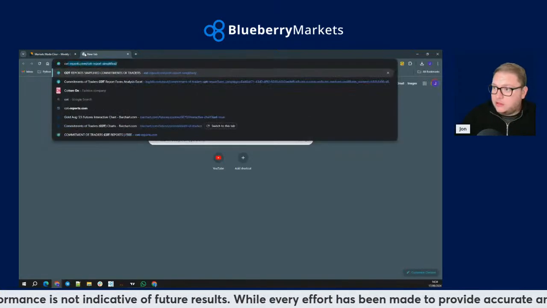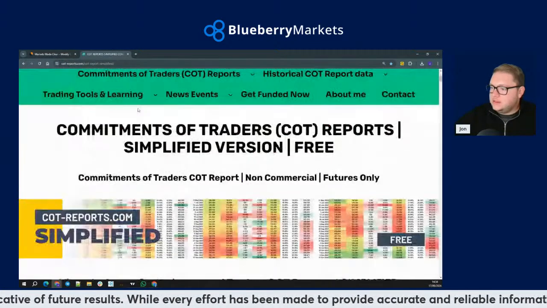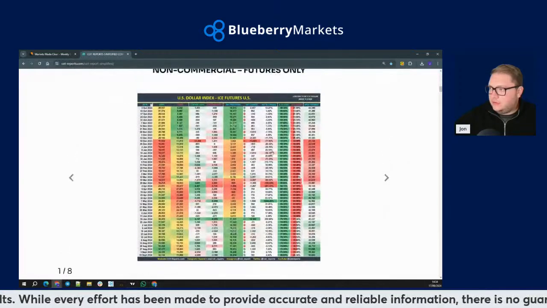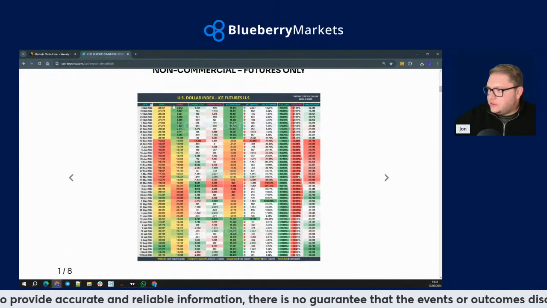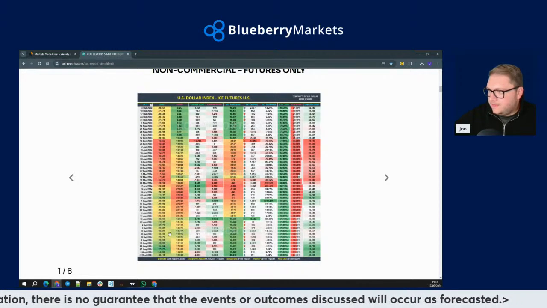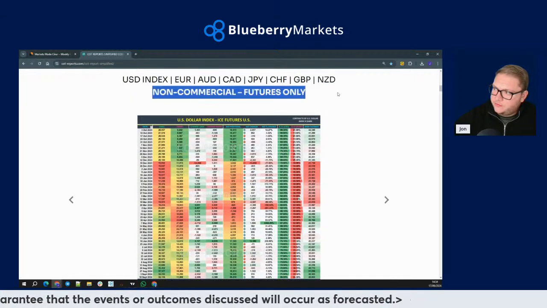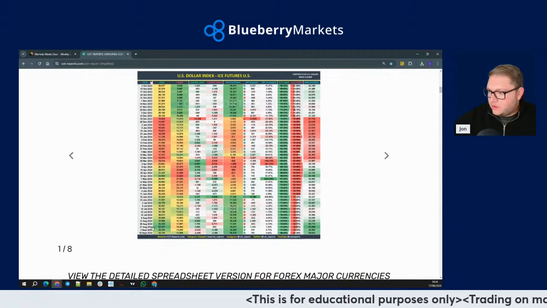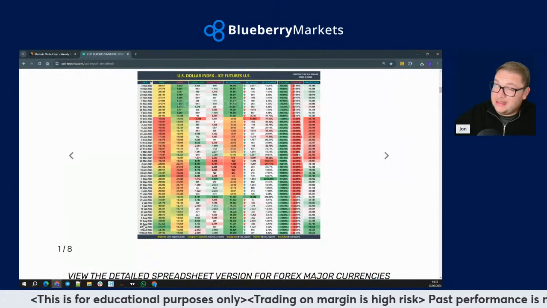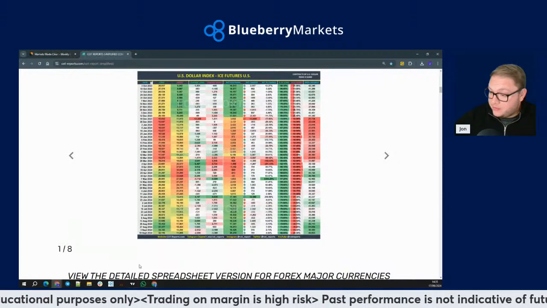If I go to COT report simplified, let's have a little look at how this looks from the point of view of long versus short contracts. Long contracts, this is the non-commercials, futures only. So this is basically your large speculators, your hedge funds, traders, things like that. They were adding to long positions quite significantly. On the 27th of August, we saw quite a heavy long. That to me would signify some bearishness, right?